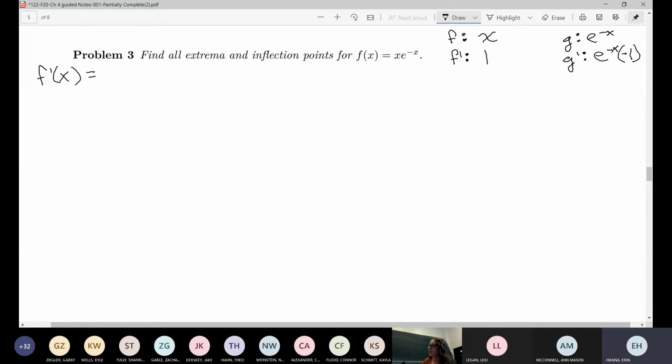So if we put that together in our product rule, f prime g plus f g prime, 1 times e to the negative x, so e to the negative x, plus x times negative e to the negative x. I just swung that negative to the front of the e to the negative x. So essentially e to the negative x minus x e to the negative x.